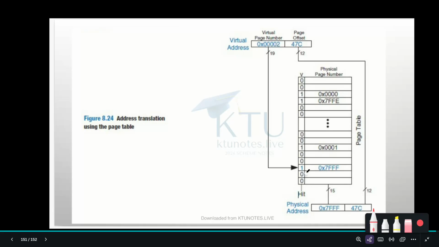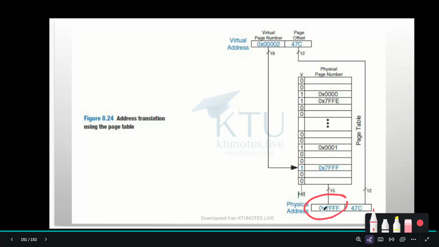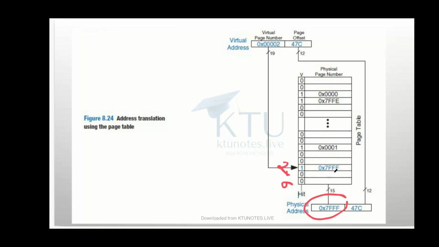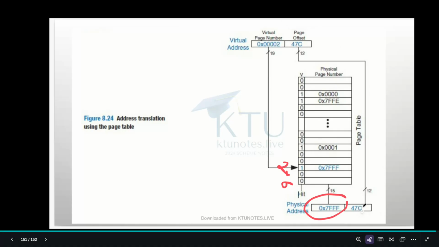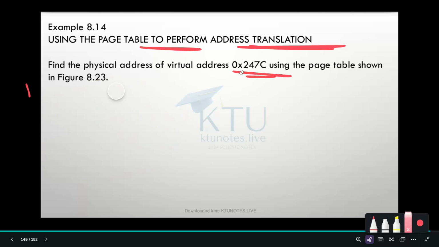Now we check virtual page 2 here. Here is page number 2. Page number 2's physical page number is 0x7FF, so we add 0x7FF in the physical address. Here you will see the valid bit is 1, which means it is present in our physical memory itself. The page offset is the same, which is 47C. I can do this address translation in detail if you want.